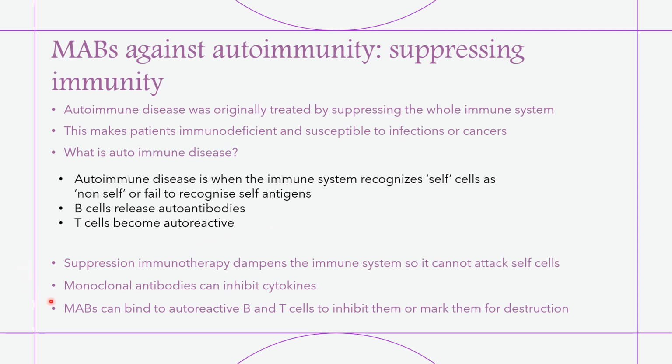So we can do things like monoclonal antibodies can inhibit cytokines. So we can make a monoclonal antibody that's really specific to cytokines, and they can bind to the cytokines and stop them from doing their jobs and activating immune cells and things like that.